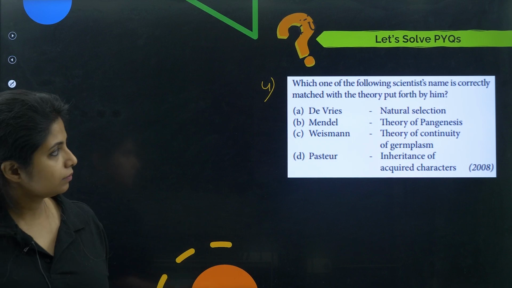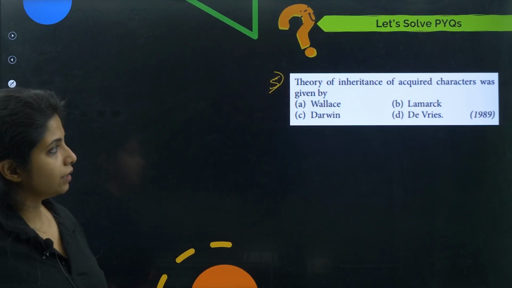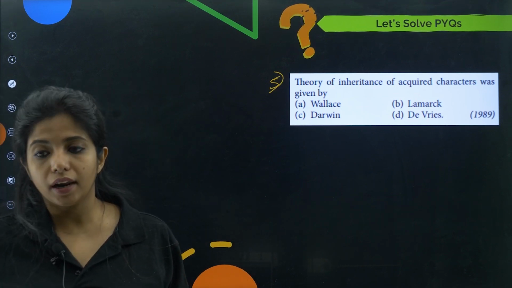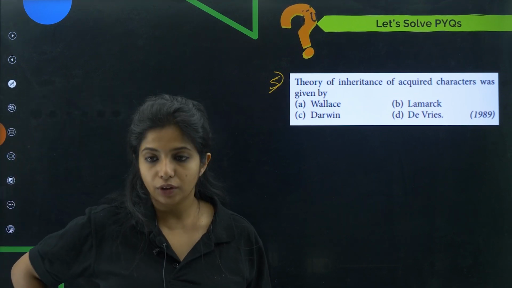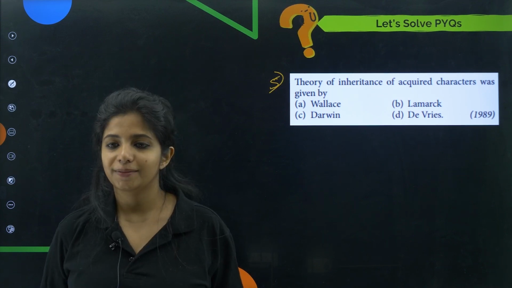Cool? Going ahead. Fifth, theory of inheritance of acquired characters was given by whom? Theory of inheritance of acquired characters was given by which particular person over here? Wallace, Lamarck, Darwin and de Vries. This is the fifth question.